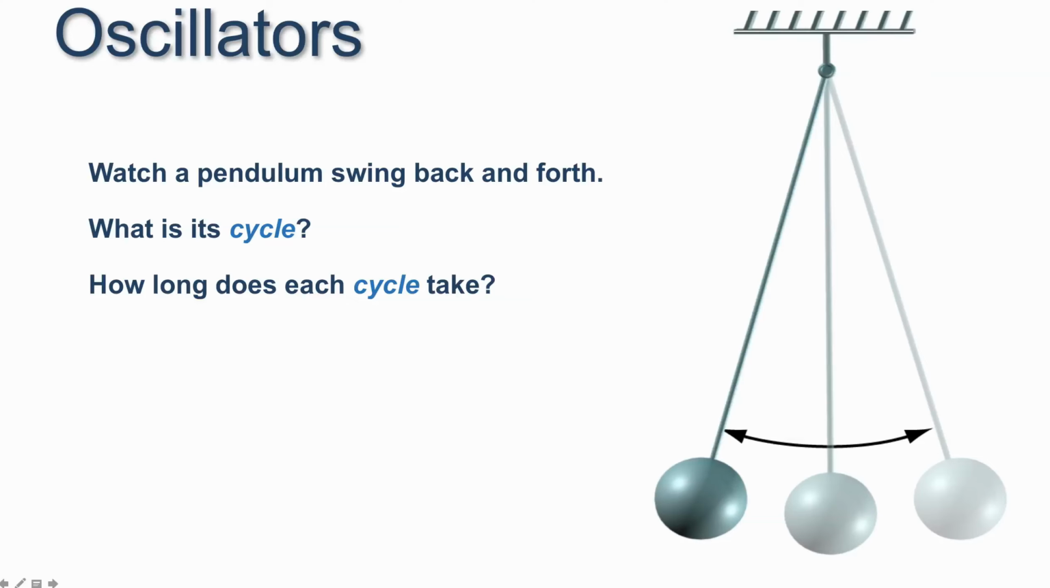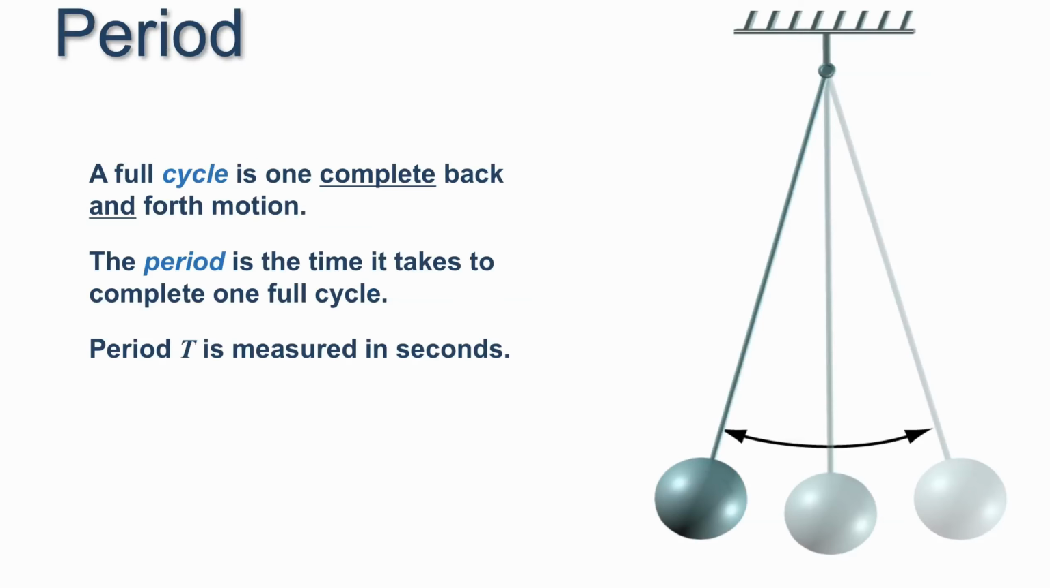The only problem with that one is that it's hard to know exactly when is the middle, because it's not stationary in the middle. It's always going the fastest when it's at the bottom. So in any case, the goal of this full cycle idea is that we would want to figure out how long each cycle takes. The full cycle is the time that it takes to complete back and forth motion. The period is the time that it takes to complete one full cycle.